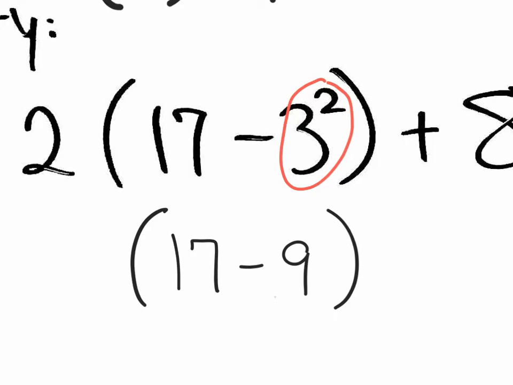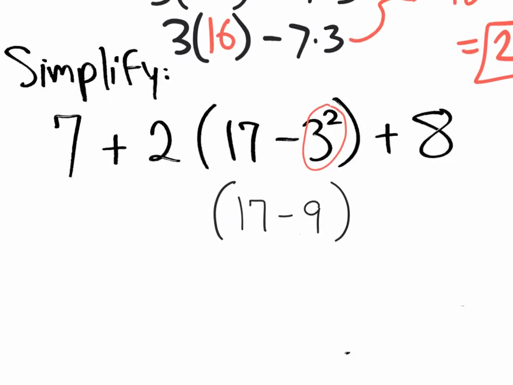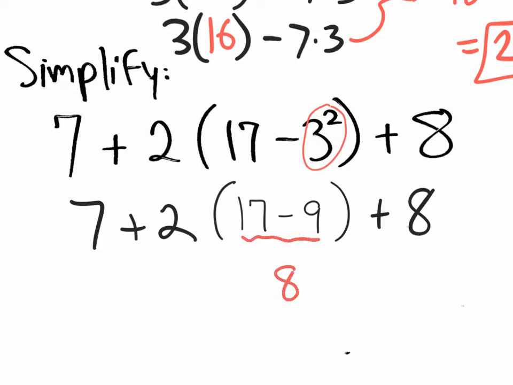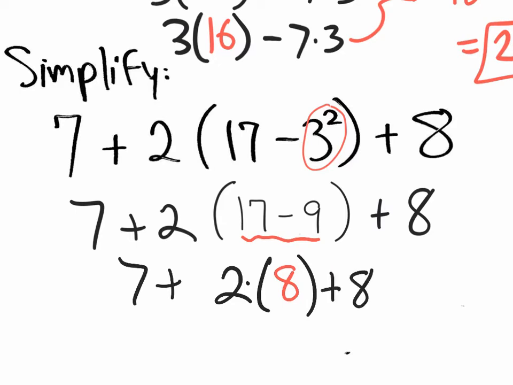And of course, let me zoom out and rewrite everything so we don't get confused. Let me bring down everything. So I still have parentheses. So what would I do next? 17 minus 9. And 17 minus 9 is 8. So let me bring down everything again. The parentheses, just to remind myself that I'm multiplying right there. The plus, the 7, the plus, the 8. So I really have 7 plus 2 times 8 is 16.